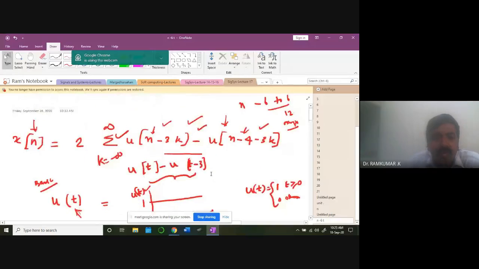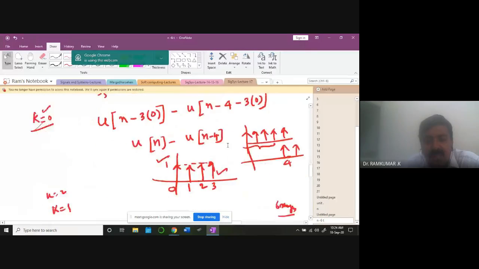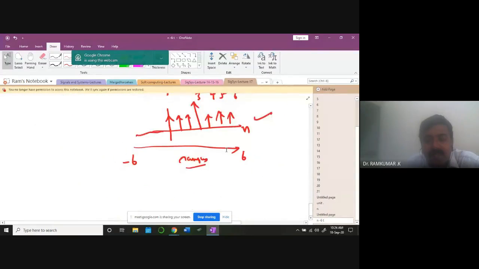So read the question. The question is to draw waveforms between n equal to 6 to minus 6. Totally 13 samples is what I'm asking, because n equal to 0 also you have to take. So I have already drawn here some 5 samples, 6 samples. Here, this is 0, 1, 2, 3, 4, 5, 6. So from minus also you have to do.